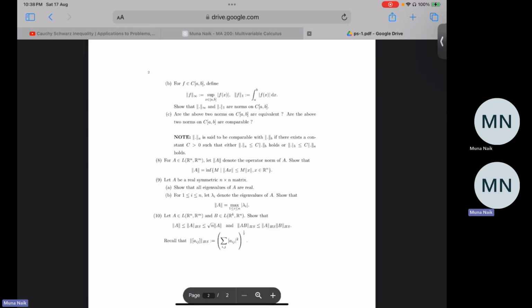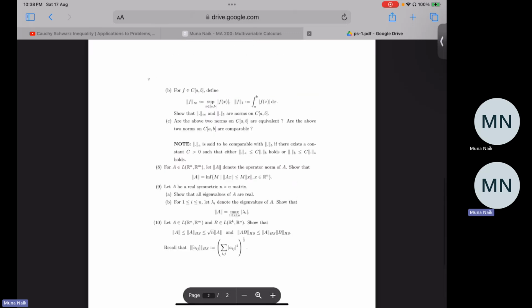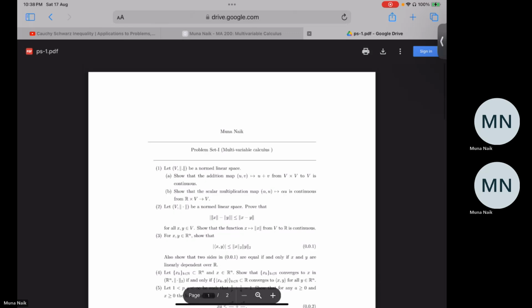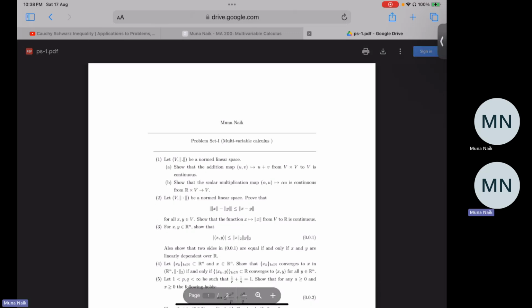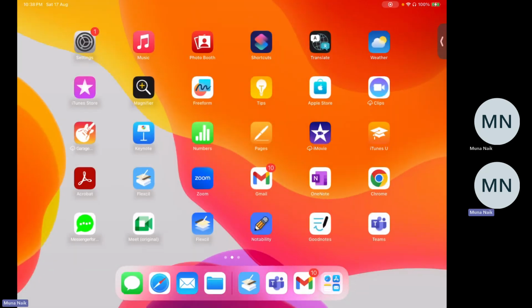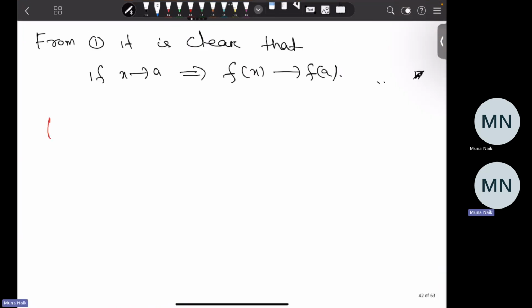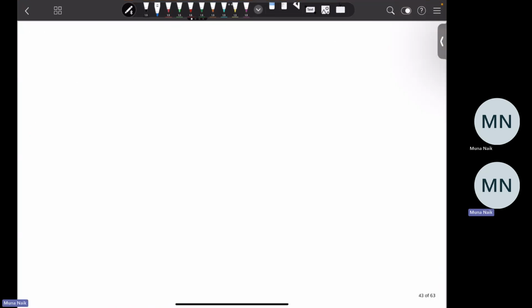Okay, so you can solve these exercises so that you will get a good understanding of the subject. Hopefully in some lectures I will discuss it. Now let us come back to what we are discussing.